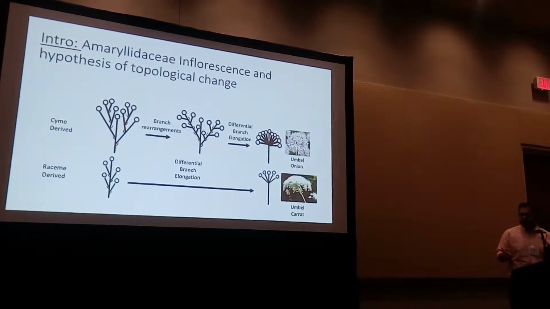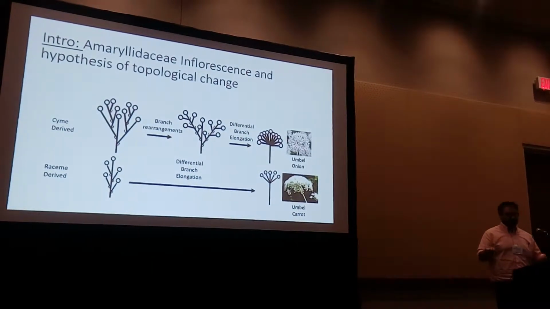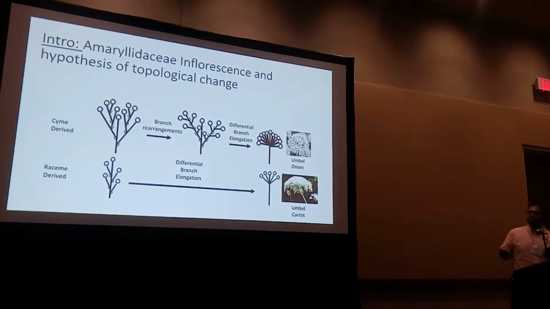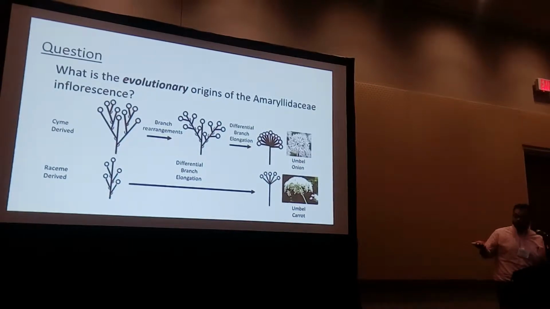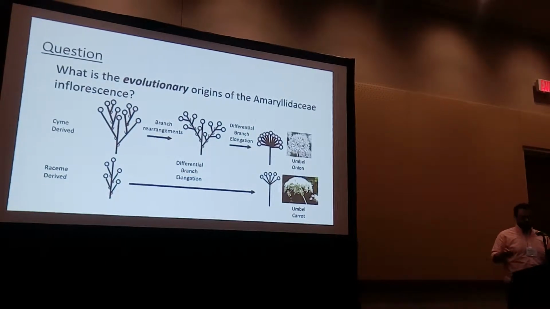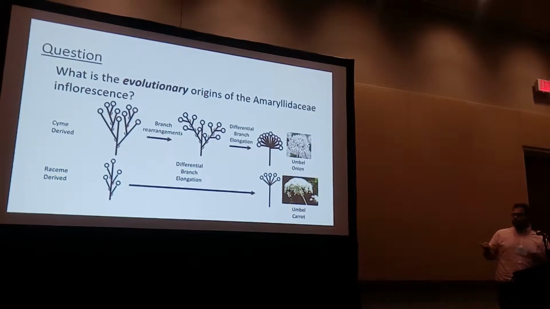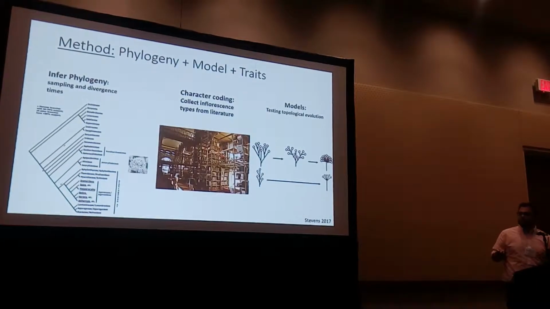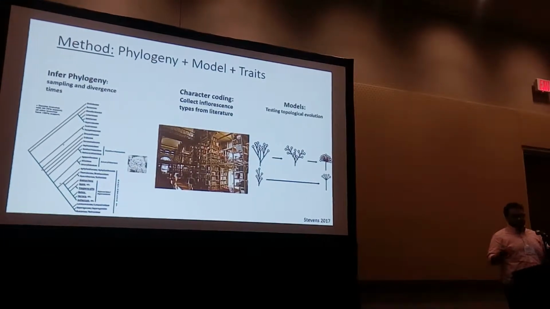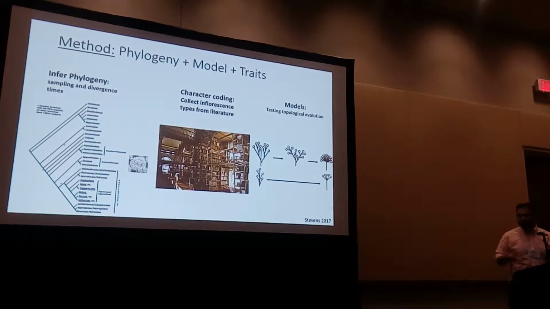As evolutionary biologists, we see hypotheses of topological change that have yet to be studied in a phylogenetic framework. So we can simply ask this biologically motivating question: what is the evolutionary origin of the Amaryllidaceae inflorescence? One way we can get at this is by inferring the ancestral state of this condition to see whether it is cyme-derived or raceme-derived. To do that, we need a phylogeny, we need data for the tips of the character states, and we need a model of morphological evolution, or a model of trait evolution.